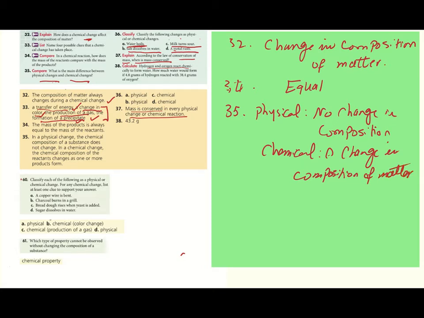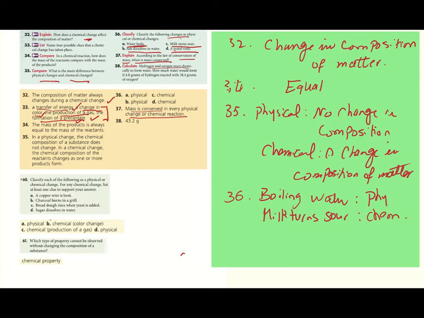36. Classify the following changes as physical or chemical. Water boils. Of course, boiling water is just a change in state, no change in composition, so it's a physical change. Milk turns sour. You are making yogurt and you change milk to yogurt. This is a chemical change, change in composition and taste and color.